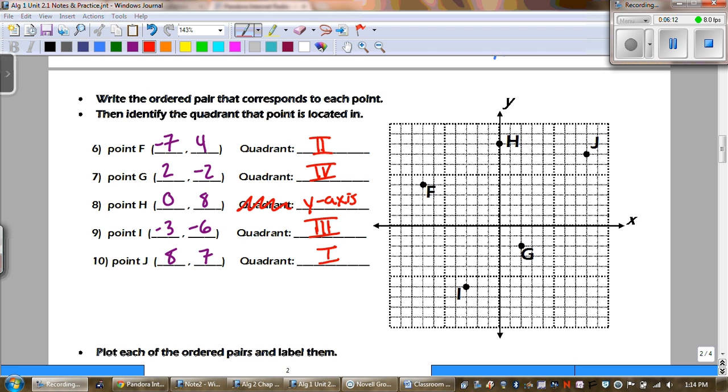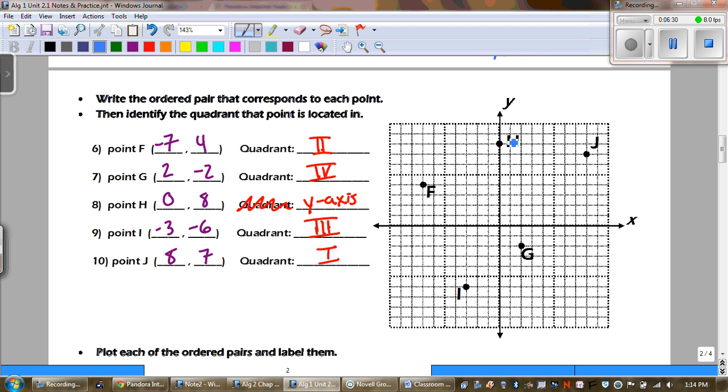Okay, there are your answers. Now, we get this question all the time. If people write their answers like that, we're going to mark those wrong, okay? Because quadrants are written in Roman numerals, so they have to be written as a Roman numeral.